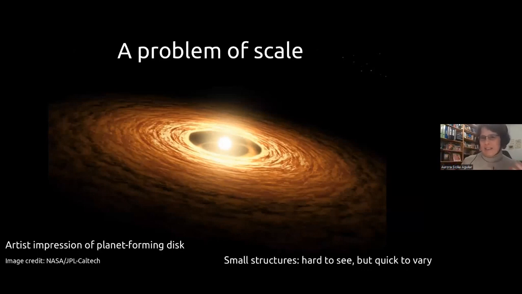So this also brings us a bit to the issue of trying to measure that sort of thing, because here we have a problem of scale. What you see here is an artist's impression of a star that is forming planets. And well, it's an artist's impression because there is no way you would see these structures even with the most powerful telescopes. So just to give you an idea, the disk is going to have a size of a few times the size of the solar system.